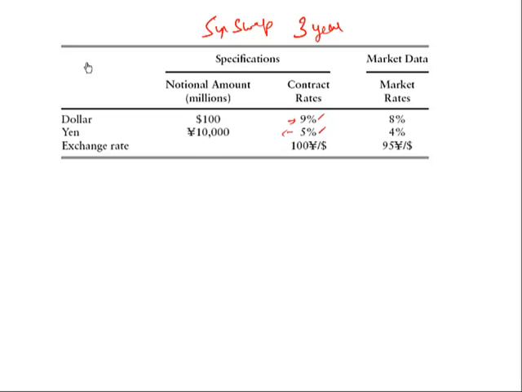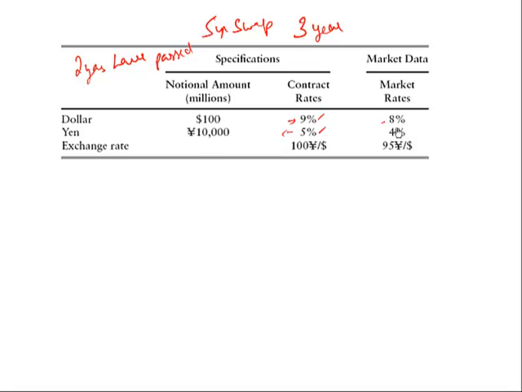Now what has happened is that 2 years have passed, and the current rate of interest for 3-year swaps is 8%.